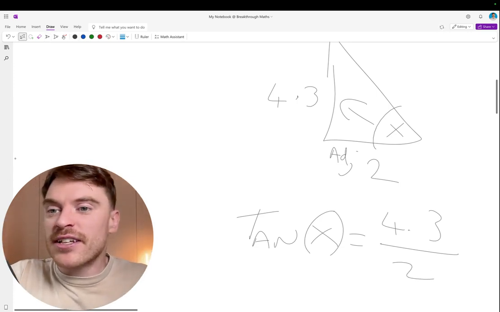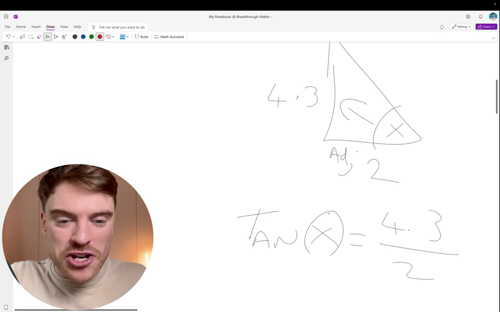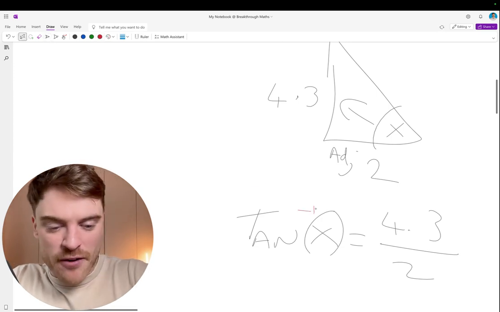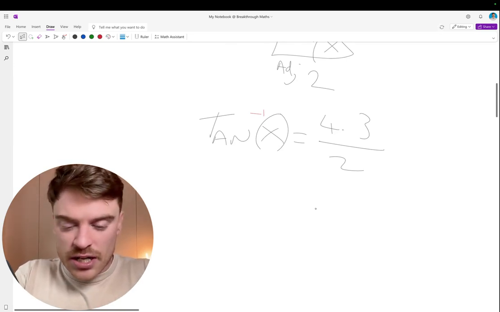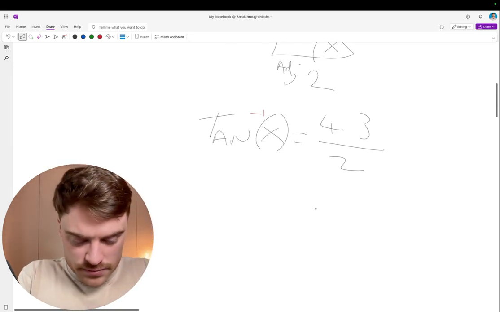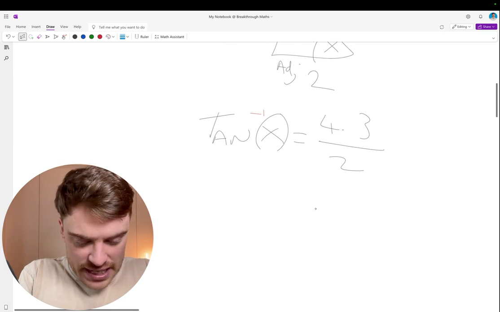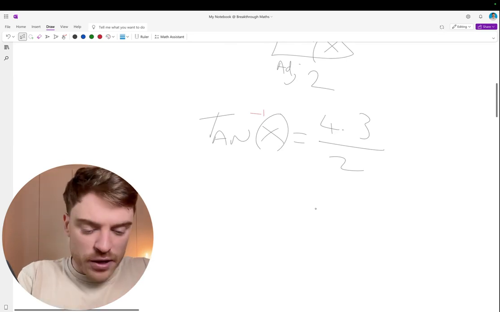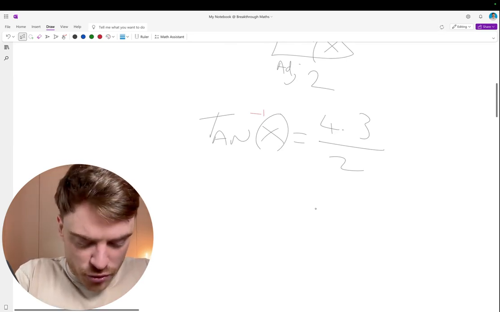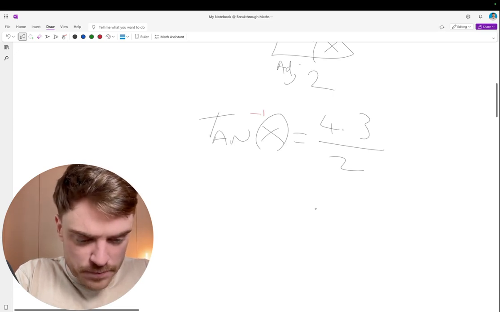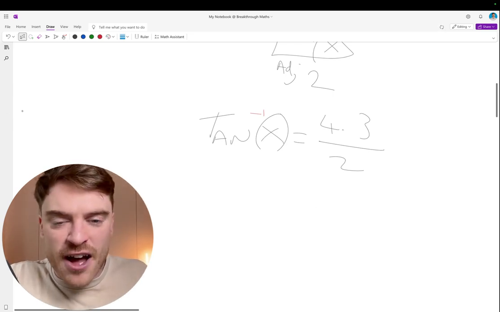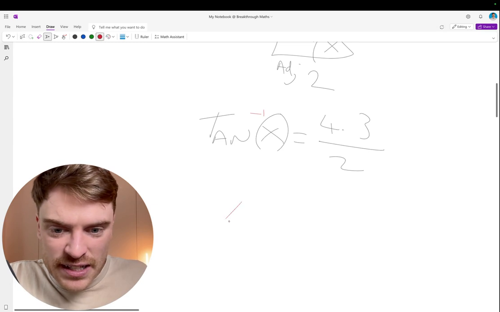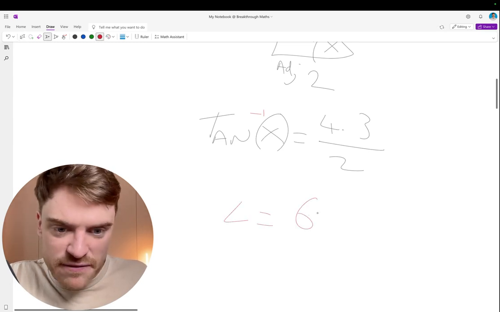Now, this is the one where you're using the shift button. This is where people get very confused. But this is one because you're looking for the angle. So in your calculator, you're going to say second function tan. And put in 4.3 divided by 2. And finish your bracket. And you're going to get 65. So the angle is equal to 65 degrees.